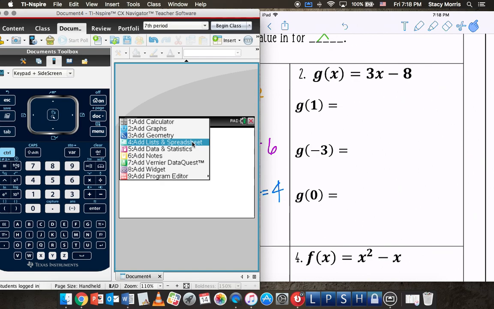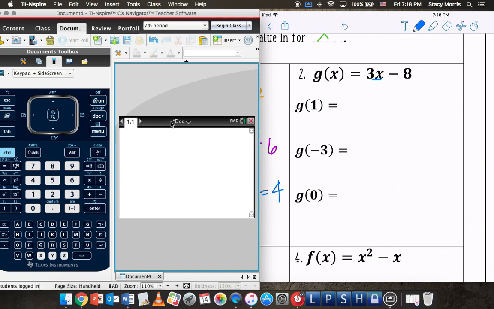So we're doing g of 1 for this equation, so we want to plug that 1 in for that x right there, and then we're going to plug in -3 for that x, and then 0 for the x. If I were writing this out, I would do 3, and then in parentheses on the first one, I'm plugging in a 1 for x, minus 8. The second one, 3, and then in parentheses, I'm plugging in a -3. And then the last one would be 3 times 0 minus 8.